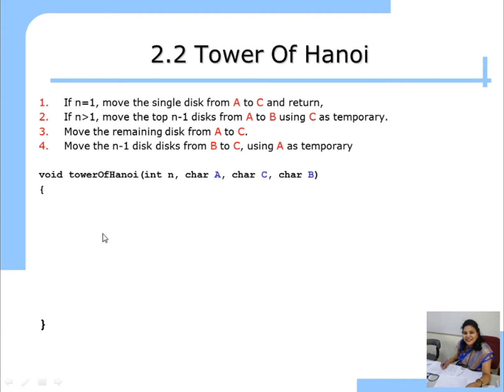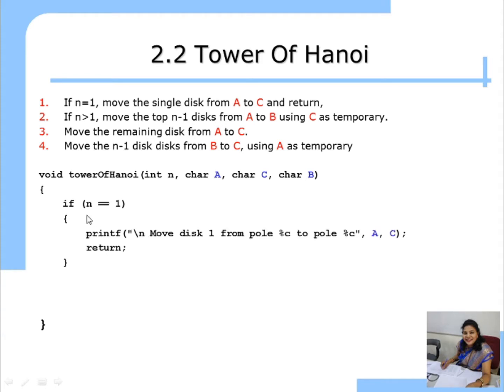So implement this logic here in the function. So first step is what? If n is equal to 1, then directly move it from A to C, source to destination. If the disc is only 1, n is equal to 1, then move disc 1 from pole A to C. A is the source pole and C is the destination pole. We do not require the temporary pole, that is B.